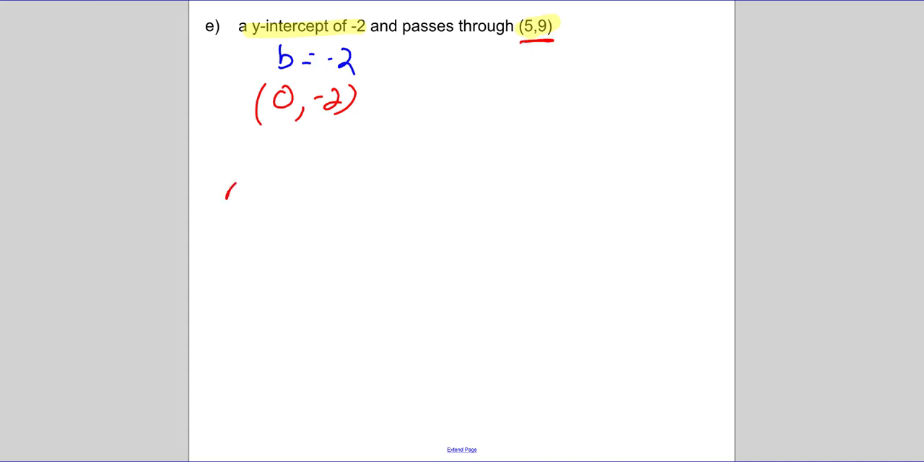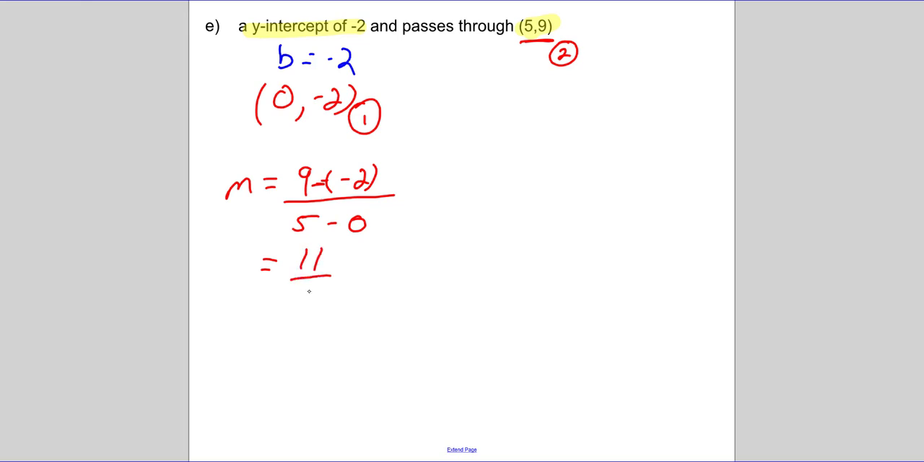So with that in mind, we can do our slope. I'll call this point 2 and this point 1. So y2 minus y1, watch your double negatives, so 9 minus -2, over x2 minus x1. So this is going to be 11 over 5.